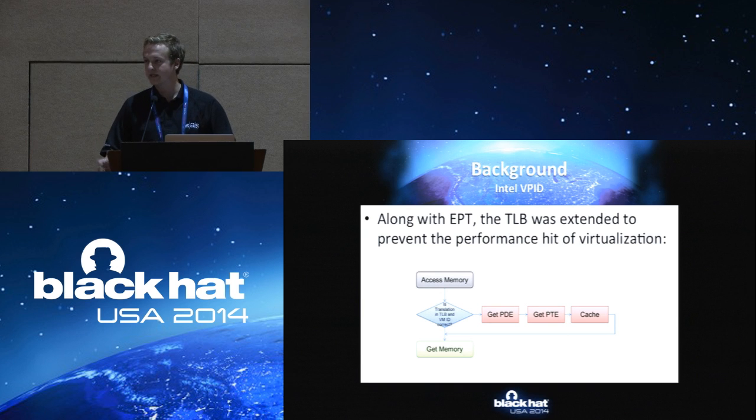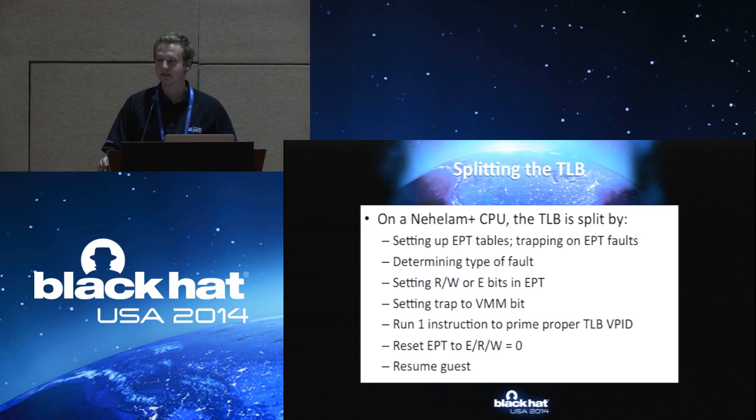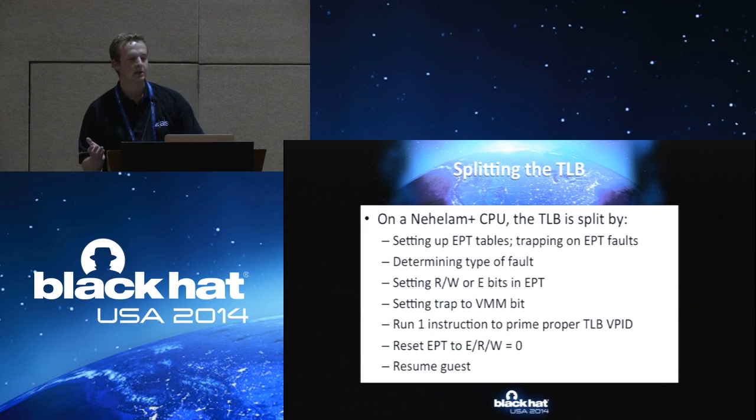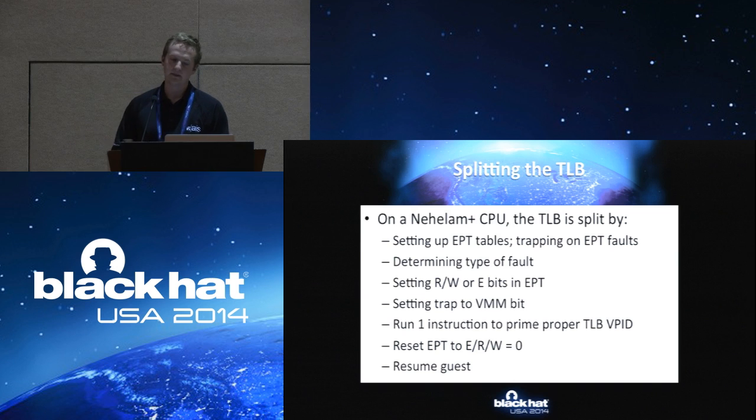So now our new TLB splitting procedure looks something like this. On a Nehalem or newer CPU, the TLB is split. You set up your EPT tables, and then you trap on EPT faults. You then do the same process of determining if it's an instruction fetch fault or a data fetch fault, and then you set the page entry in the EPT to either read-write, so data, or execute only.